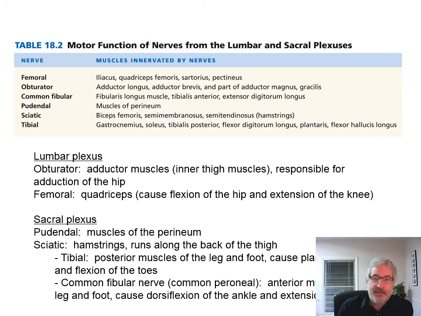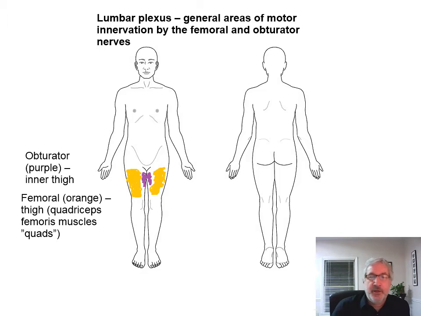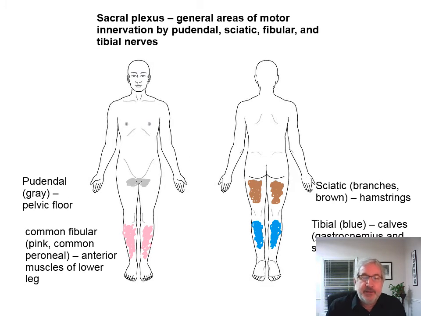Okay, next slide. So here's your obturator, innervating the inner thigh, and your femoral. Here's your little diagram that you can color in. The femoral is doing the quadriceps femoris muscles, the quads. Next slide. Sacral plexus: you have the pudendal, so that's the pelvic floor. The common fibular is the anterior portion of the leg. The sciatic nerve does the hamstrings, and the tibial nerve does the calves, the gastrocnemius and the soleus muscles.